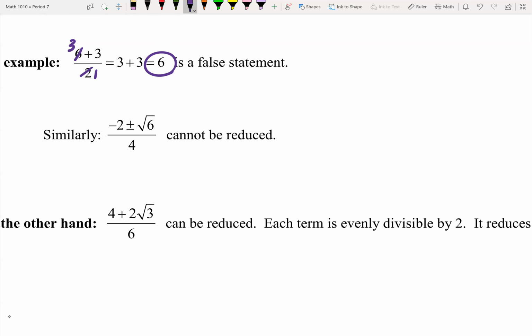Who is it rude to? The 3. So, sorry, I'm going to sneeze. Oh, excuse me. Thank you. So what that really is, 6 plus 3 is 9 over 2, and that's what that's equal to.